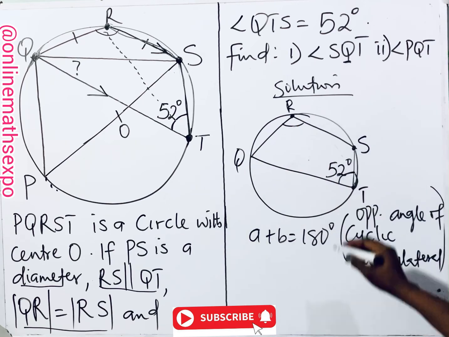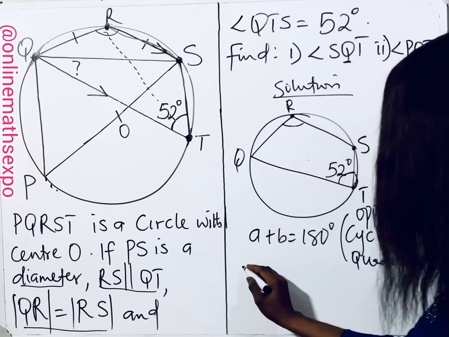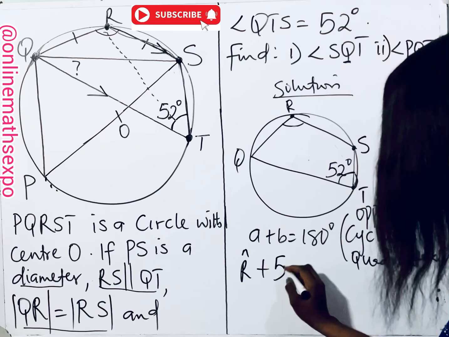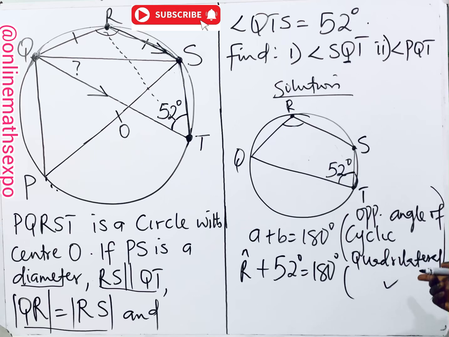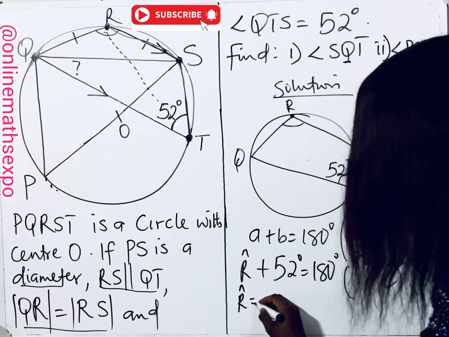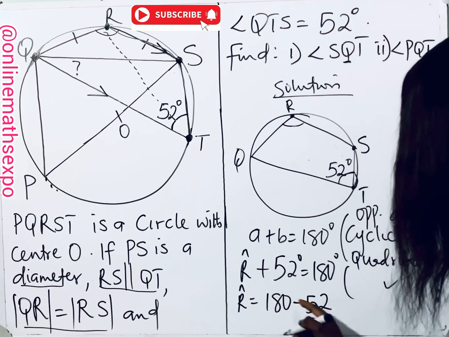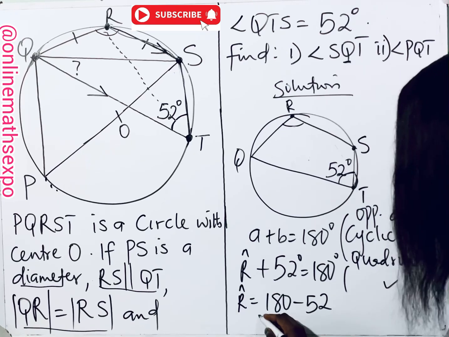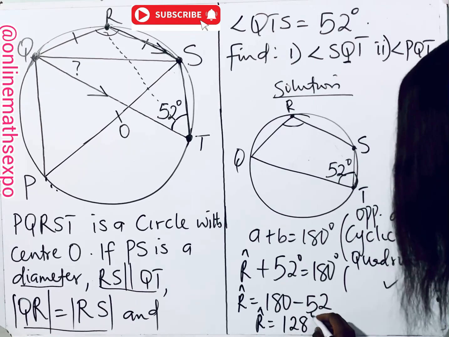To find this angle R, because it's opposite, we are going to have this angle R, plus this angle at T, which is 52 degrees, is equal to 180. Our reason is this. I hope you are seeing it. So our R is 180, and because it's positive, you subtract. When you subtract, we are going to have angle R equal to 128 degrees.